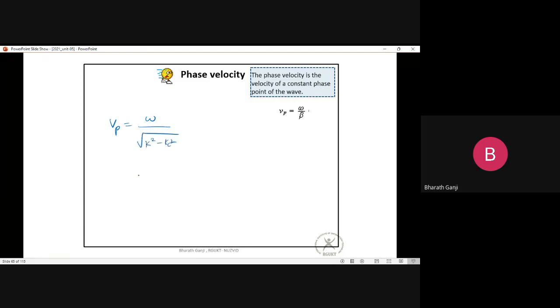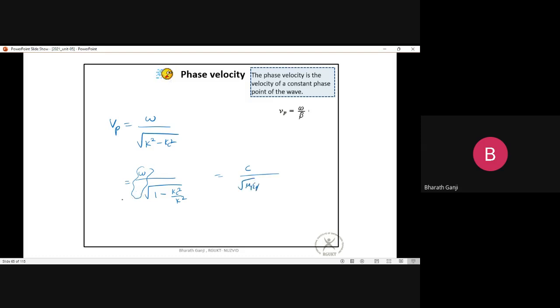Okay, so this is nothing but omega times, I can take k common, so omega by k times square root of, what I get, 1 minus kc square by k square. What is omega by k? Omega by k is nothing but the phase velocity in free space, or I can say c divided by square root of mu r epsilon r. Okay, I hope you can understand that.